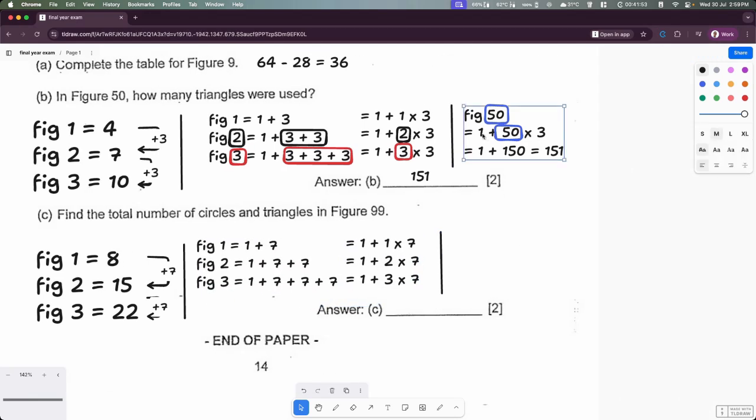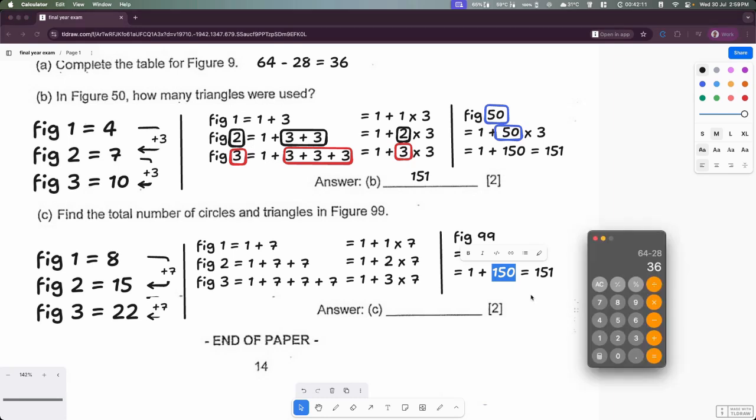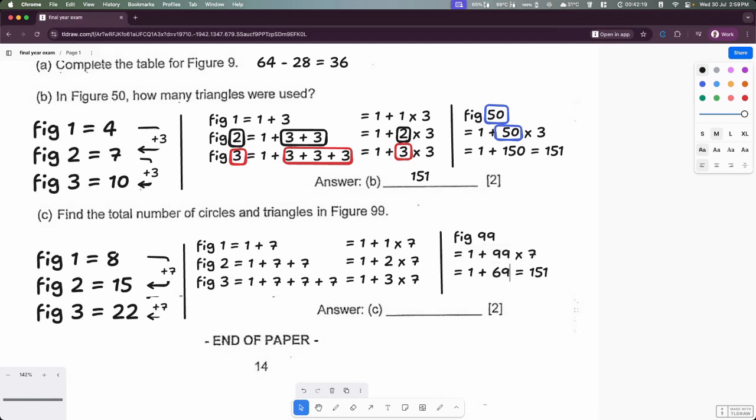So with this, figure 99 is equal to 1 plus 99 times 7. So 99 times 7, multiply by 7, and this will give us 693. So 693 plus 1 is 694. And that's the answer. The answer to this is 694. There you go.